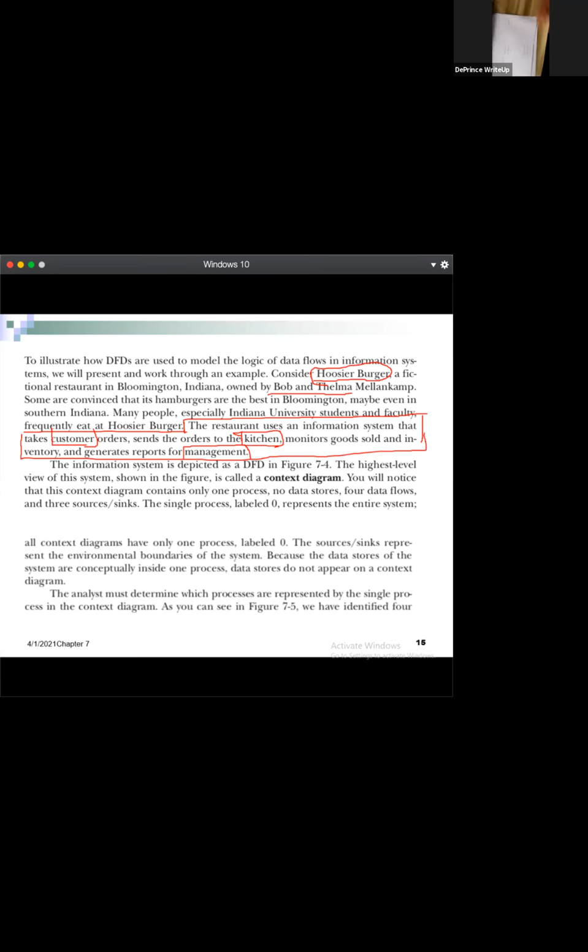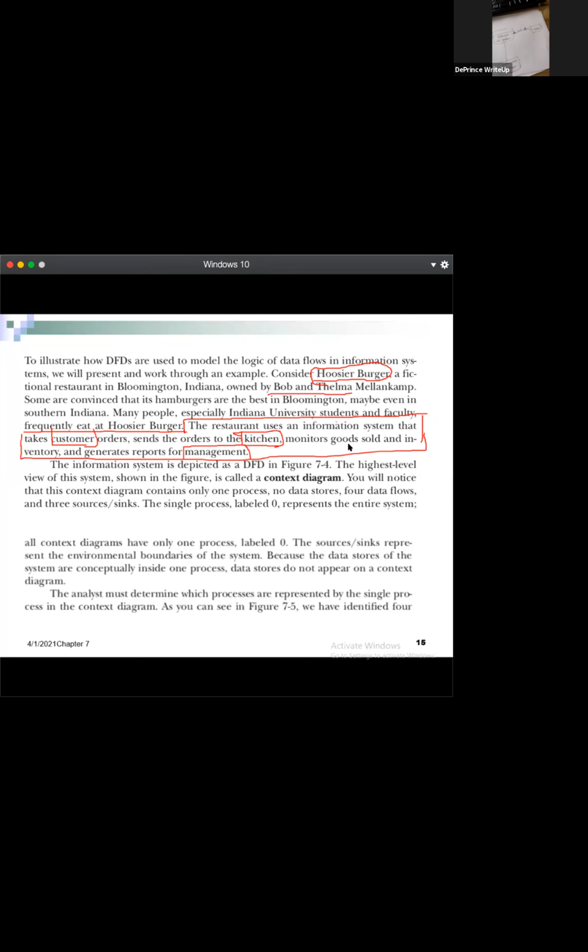All right, I can see it clearly from here. So you have the customer, you have the restaurant information system, you have the kitchen, and you have your restaurant manager. So what does it say? It takes orders from the customer, sends the order to the kitchen. You see this arrow, it says make order, customer makes order. Then it sends the order to the kitchen, which means this arrow is wrong. It should be going this direction: send order to kitchen.